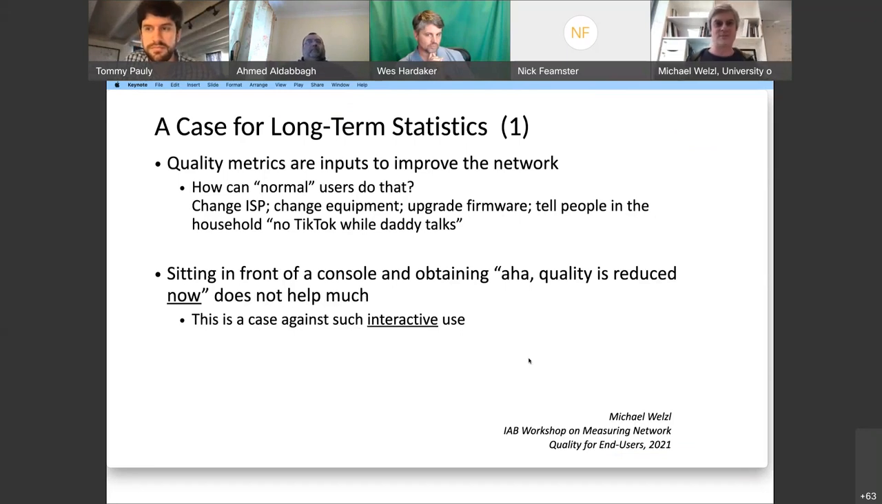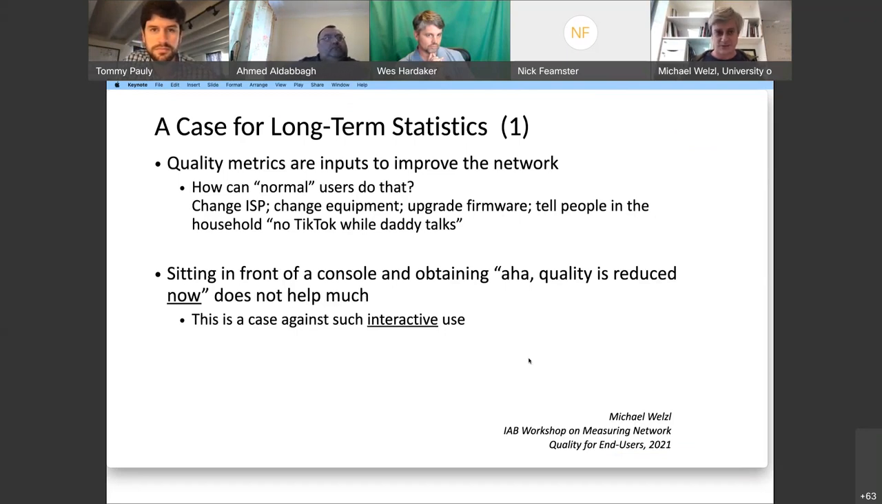Yeah, all right. As you saw, a case for long-term statistics. This is about being passive and measuring different things. It ties well, I think, with the request from others to look at applications. And I think it's maybe a bit redundant regarding what Lucas has been presenting before.